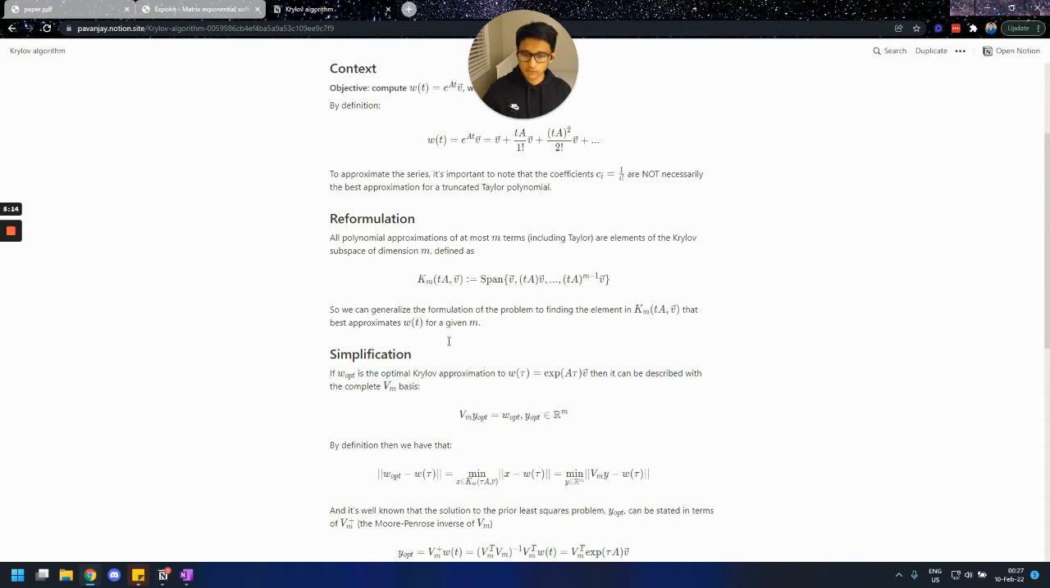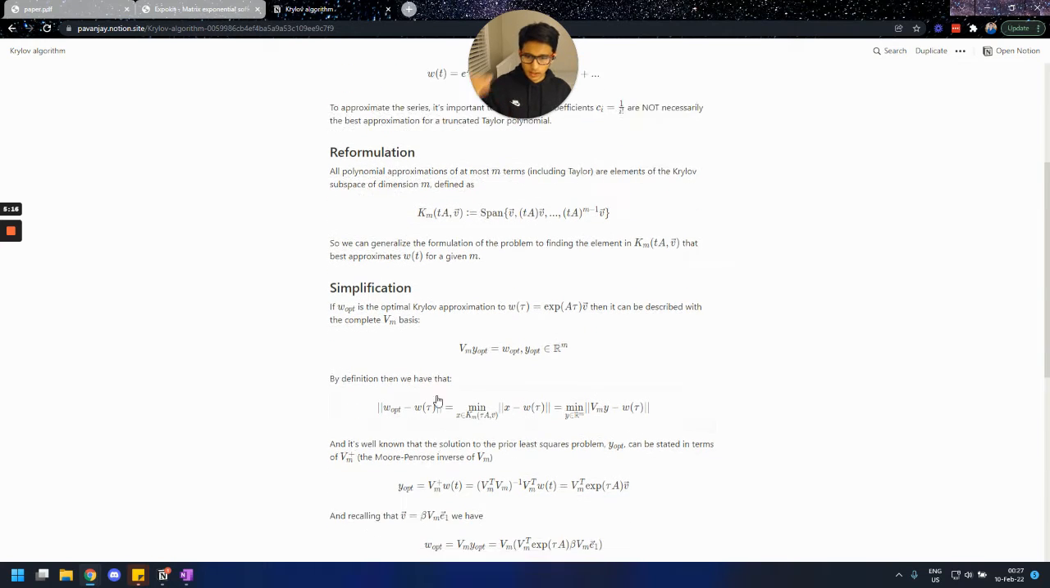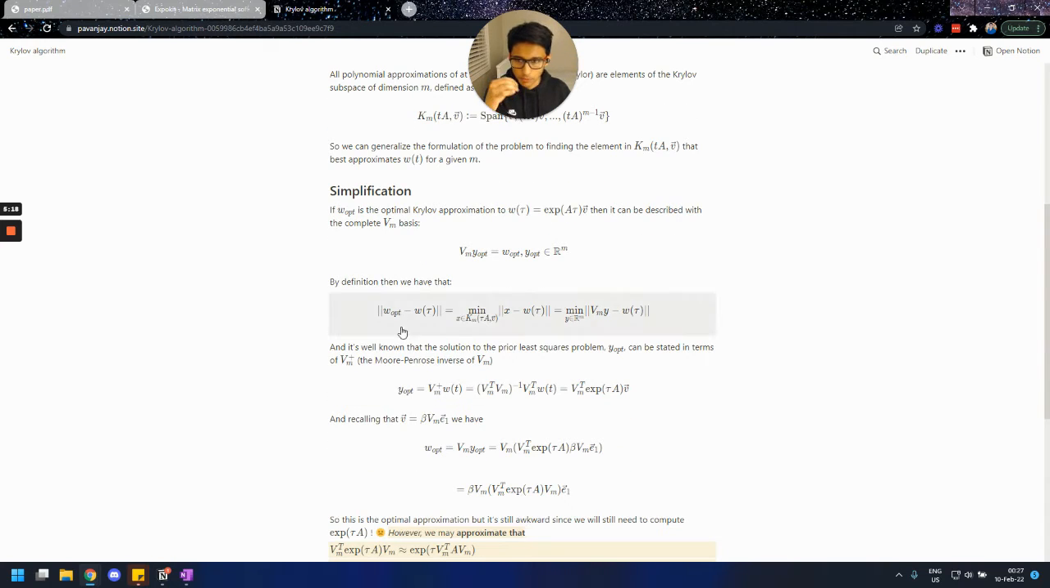And this is what I really found interesting, the way they really go about this approximation. So you can say that the optimal Krylov approximation of W of tau, which is equivalent to the exponential of A tau times v, can be described completely by the V sub m matrix, since it's a complete orthonormal basis for the Krylov subspace of dimension m.